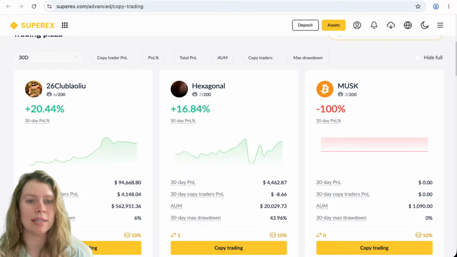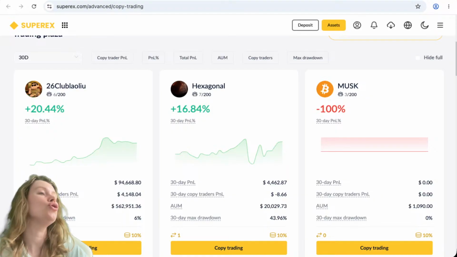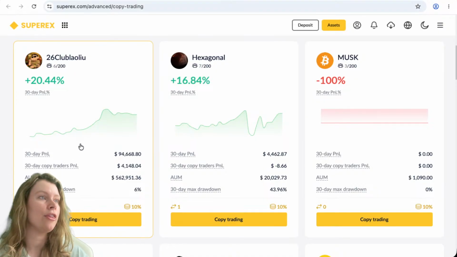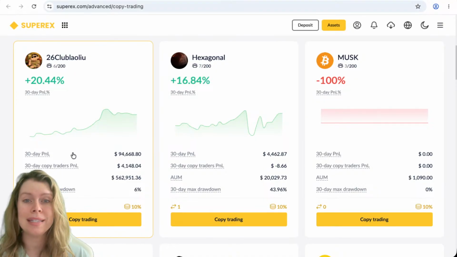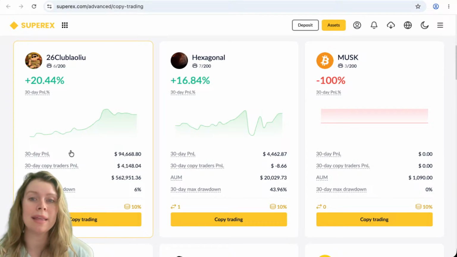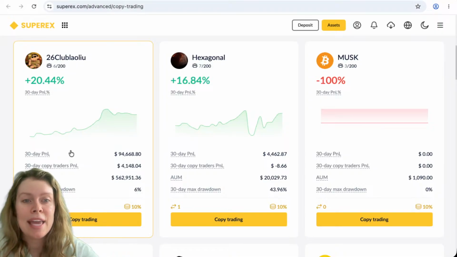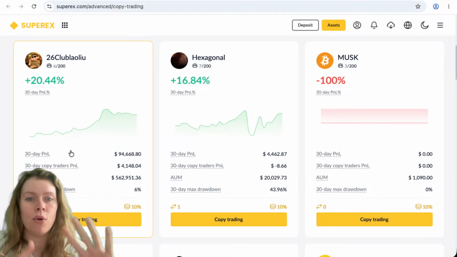All right, and then I want you guys to have a look at this, the juicy part, the part that you really need to pay attention to. This is the 30-day P&L. 30-day copy traders P&L, that's how much money the copiers actually made, right? AUM and all the important max drawdown.